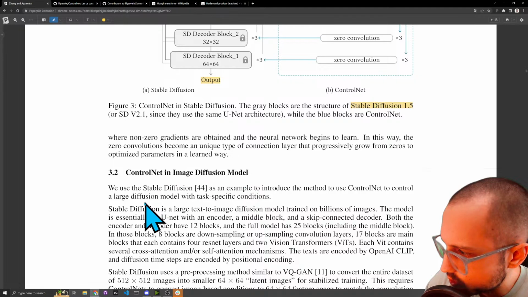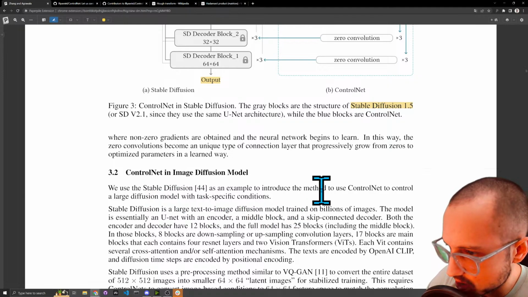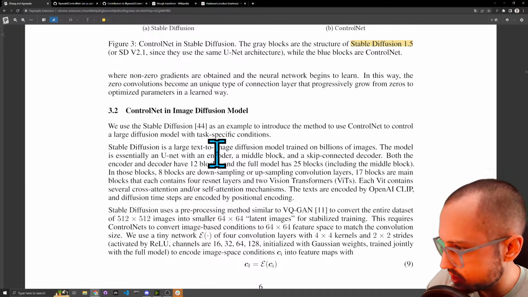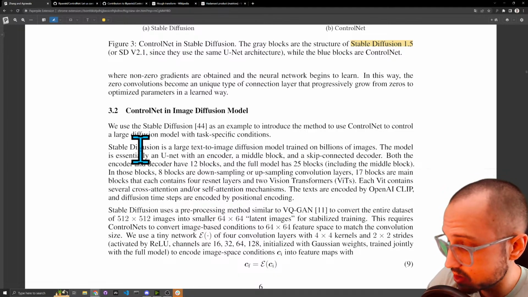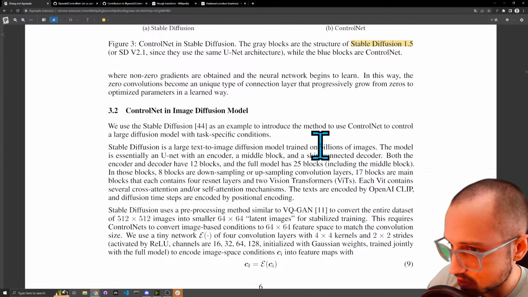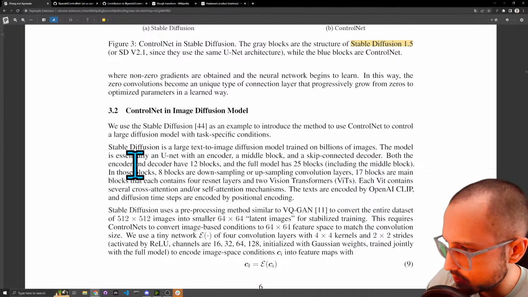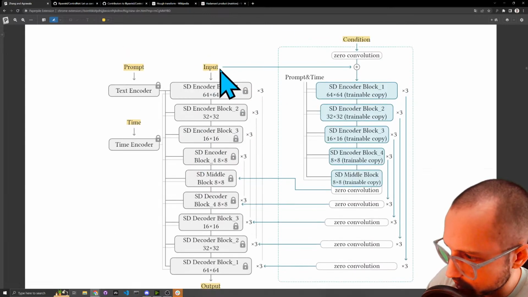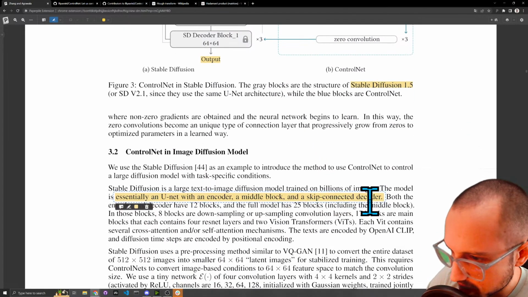ControlNet in image diffusion models. We use Stable Diffusion as an example to introduce the method to use ControlNet to control a large diffusion model with task-specific conditions. Stable Diffusion is a large text-to-image diffusion model trained on billions of images. The model is essentially a UNet with an encoder, a middle block, and a skip-connected decoder. So this is the encoder, right? The UNet. This is a decoder. And then skip-connected decoder, what do they mean by that?